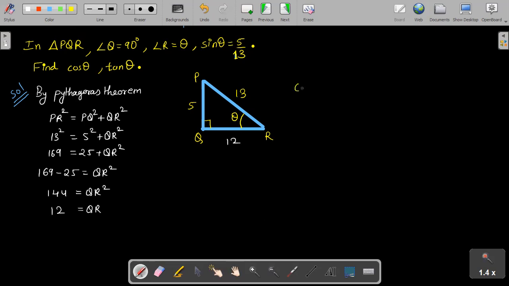You tell me, what is cos theta? I have cos theta as 12 upon 13. Yeah, 12 upon 13. What about tan theta? 5 upon 12. Yeah, that's correct.